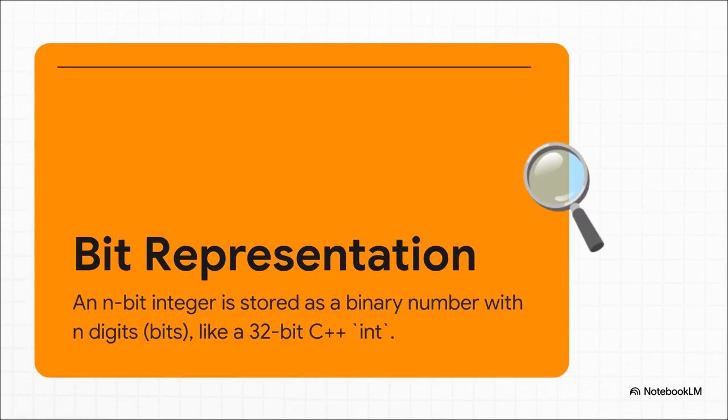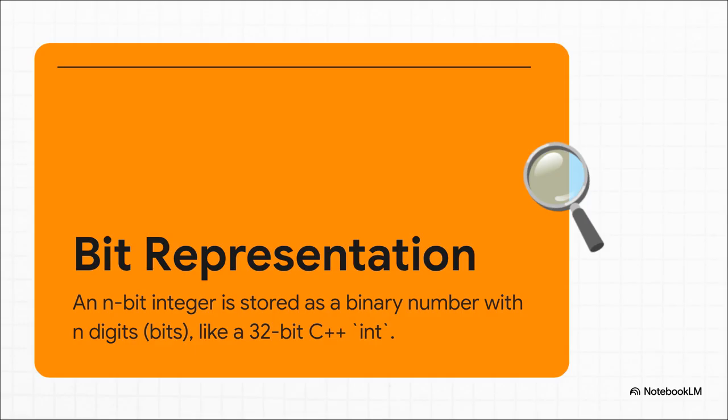The secret is, of course, bit representation. Every single integer in your computer is stored as a binary number, just a sequence of zeros and ones. So for instance, in a language like C++, a regular int is usually a 32-bit number. That means a simple number like 43 is actually stored as this long sequence of 32 digits, which would look like 26 zeros followed by 101011.